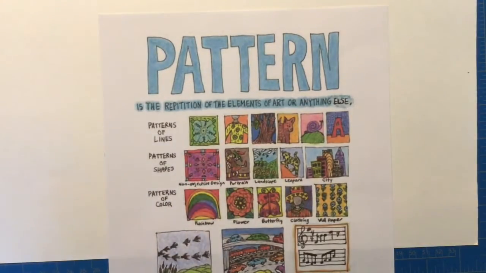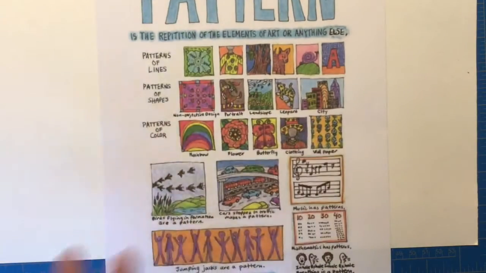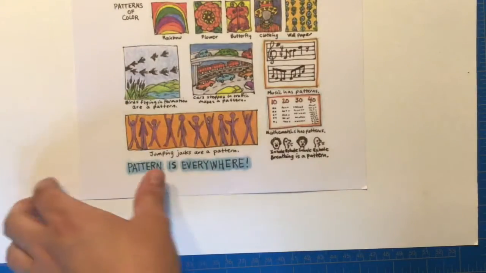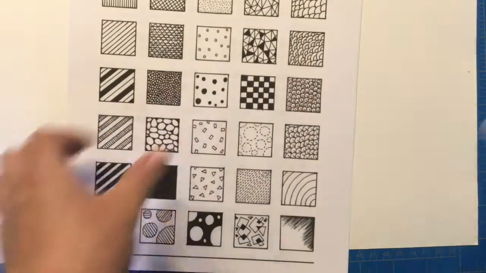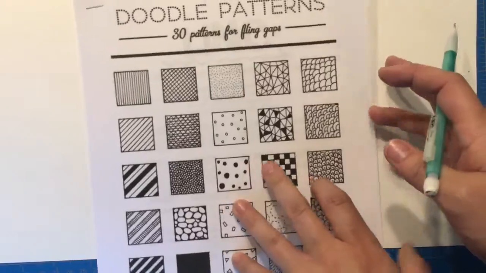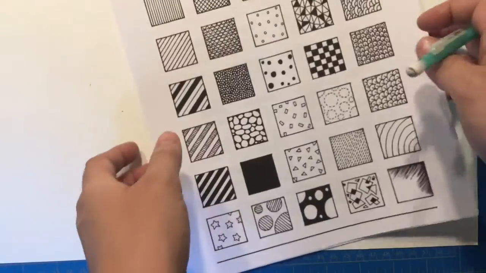Remember, patterns are when you are repeating the art elements. You could be repeating lines, different shapes, or colors. You can find pattern everywhere. If you look around the room, that can give you some ideas on patterns. I also have some different drawing packets that you could use as inspiration, and you could look at some of the different patterns there.